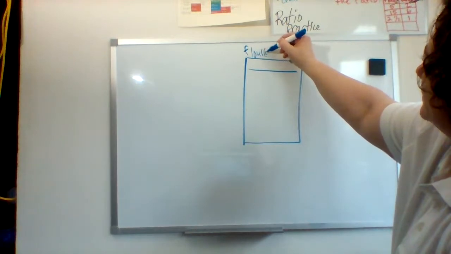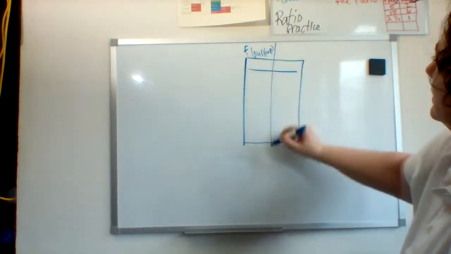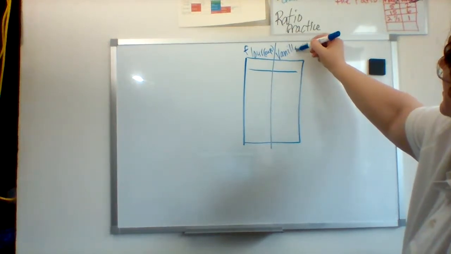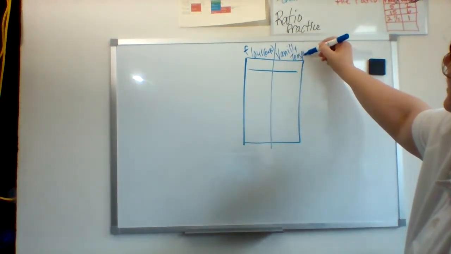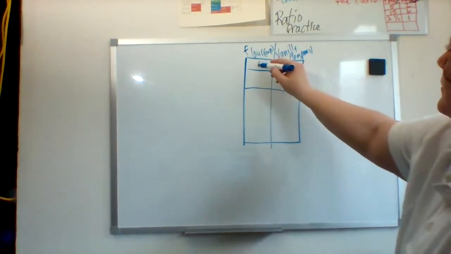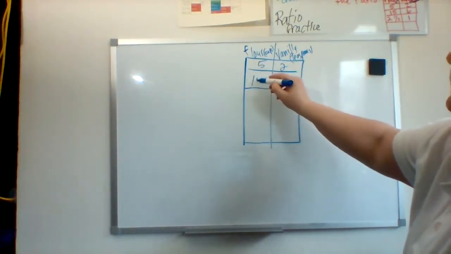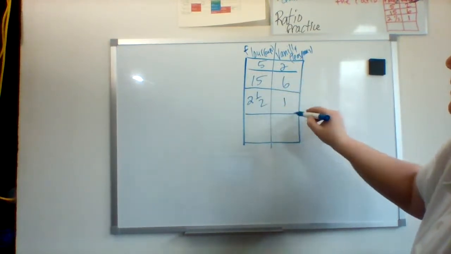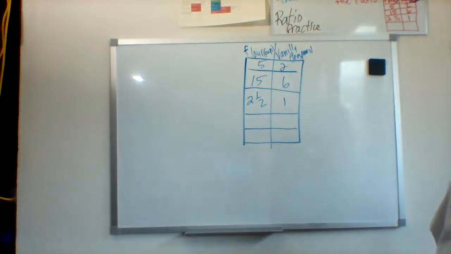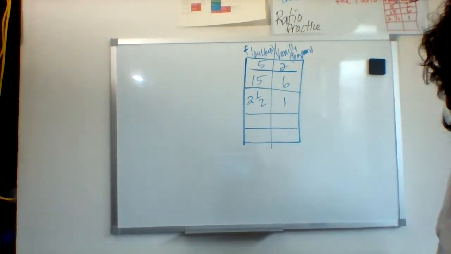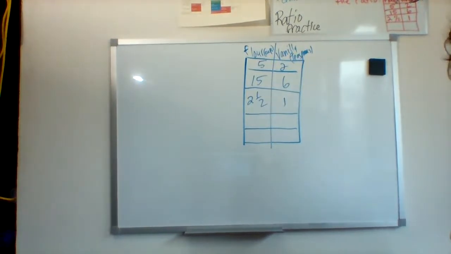Flour in cups, vanilla in teaspoons, 5-2, 15-6, 2.5-1, and you guys have to give me some equivalent ratios. Let's do it. Where are they? Give me some equivalent ratios, folks.